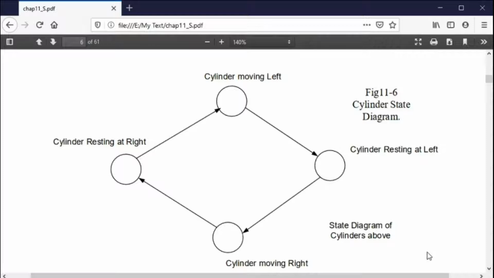If you've got more than one cylinder, they interact with each other. And when they interact with each other, you can have more complicated state diagrams than just this. But this is a starting point.